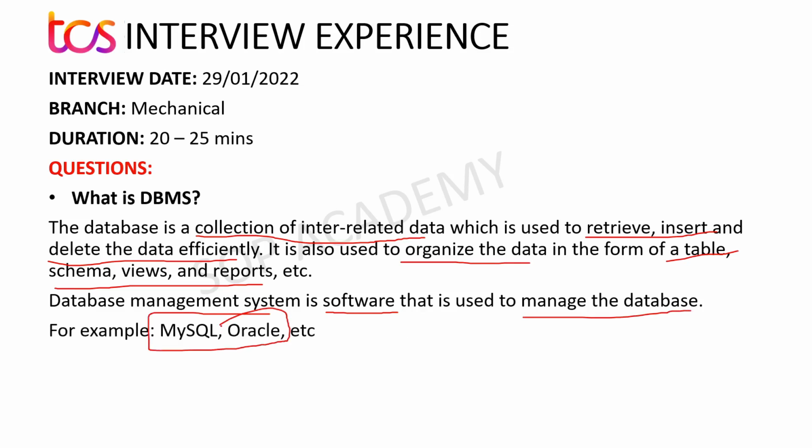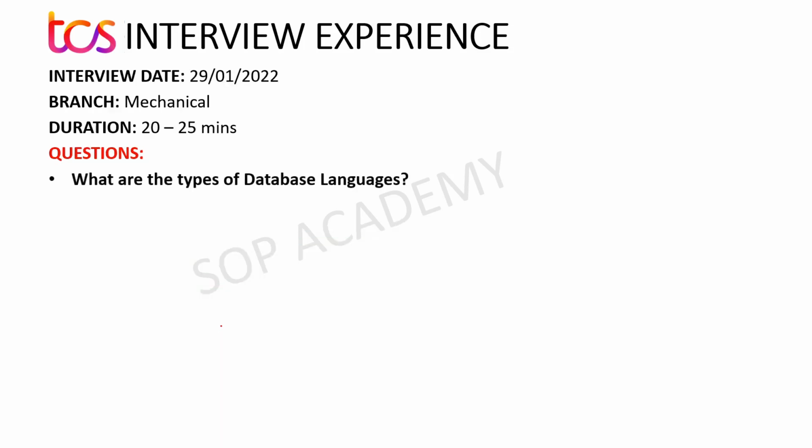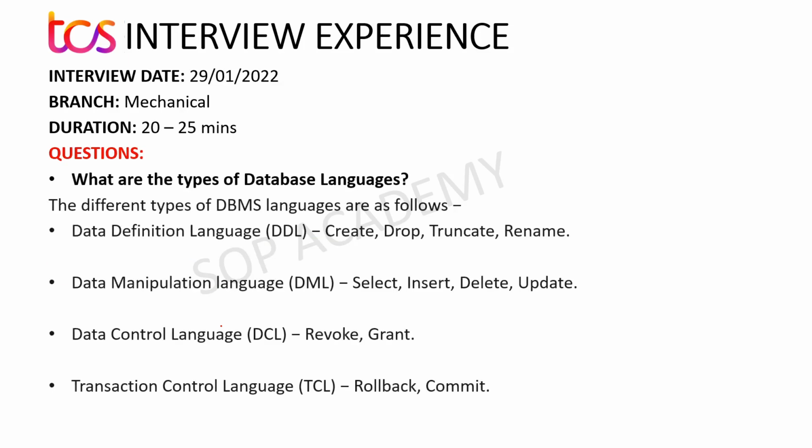The next question was, what are the types of database languages? So there are four types of database languages. The first one is data definition language, DDL. Second is data manipulation language, DML. Third is data control language, DCL, and last one is TCL, that is transaction control language. So each language has its features.